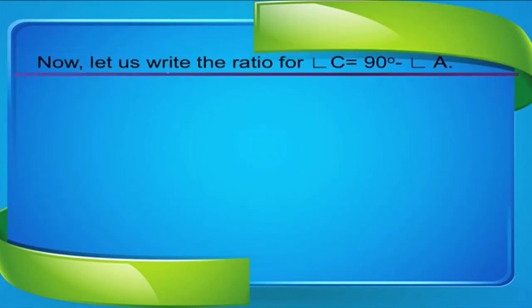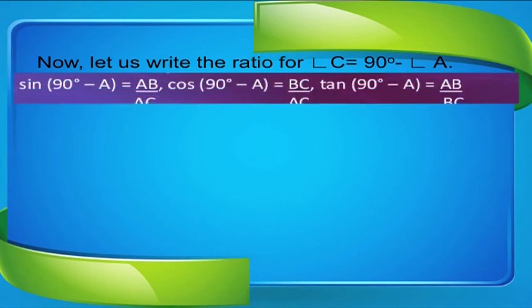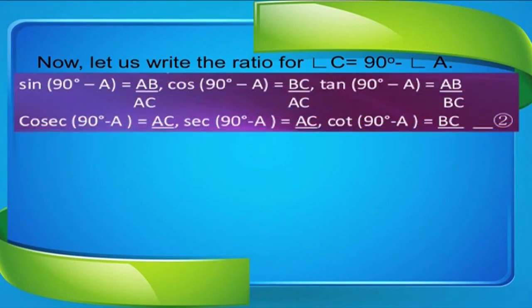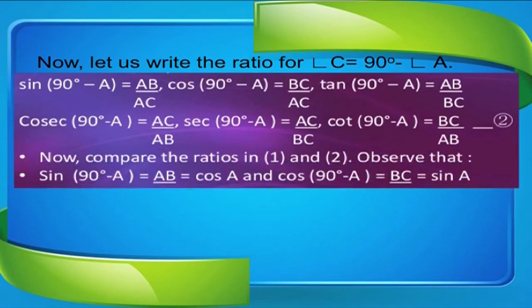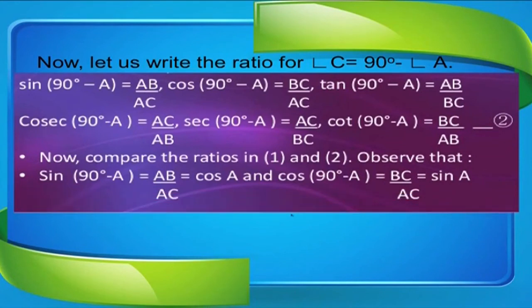Now, let us write the ratios for angle C, which is equal to 90 degree minus angle A. Sine of 90 degree minus A is equal to AB upon AC, cos of 90 degree minus A is equal to BC upon AC, tan of 90 degree minus A is equal to AB upon BC, cosec of 90 degree minus A is equal to AC upon AB, sec of 90 degree minus A is equal to AC upon BC, and cot of 90 degree minus A is equal to BC upon AB.